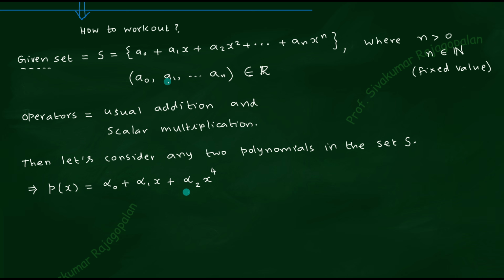But remember that a0, a1, etc., they belong to the real numbers. That means, from that real number set you have to pick one value and give it for a0. You pick one number from this particular real number set and give it for a1. That is the meaning. Any number you can pick. That is the meaning of this particular symbol.